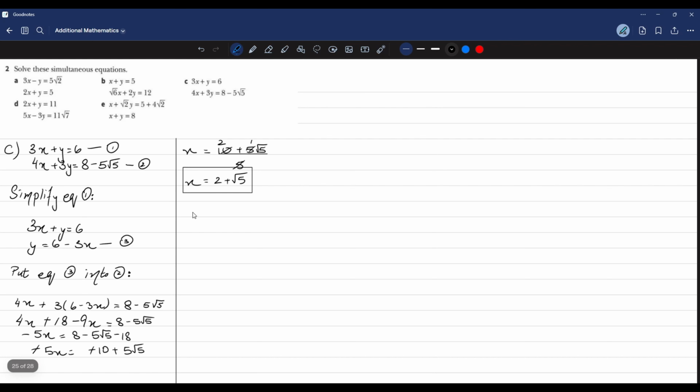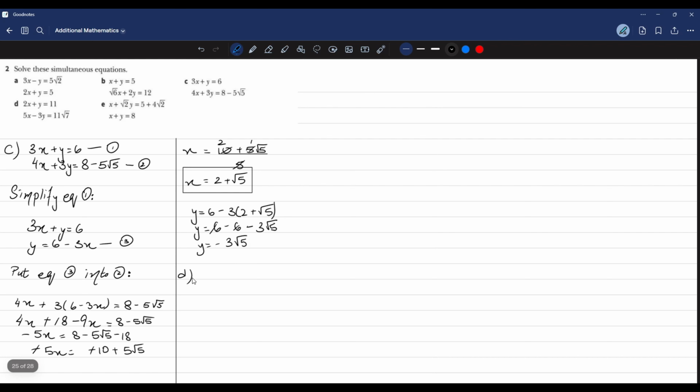However, we'll just continue. y is equal to 6 minus 3x. So 6 minus 3 multiplied by 2 plus root 5 would be equal to y. So y is equal to 6 minus 3 times 2, which is again 6, minus 3 root 5, and the 6 cancels down. We get y is equal to negative 3 root 5. And that's it for part C.